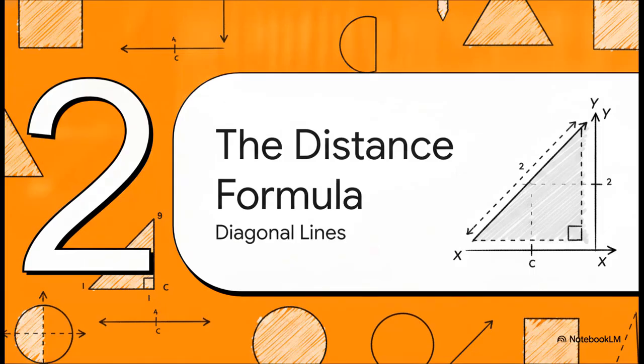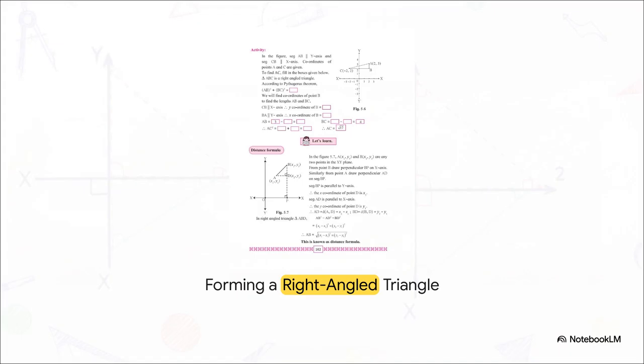Section 2. The distance formula. So we know how to find distances straight along an axis. But what about a diagonal line segment, like AB here? We can't just subtract the coordinates anymore, can we? But watch this. By dropping perpendicular lines from our 2 points straight down to the x and y axes, we beautifully form a right-angled triangle. Do you see triangle ABC taking shape there?